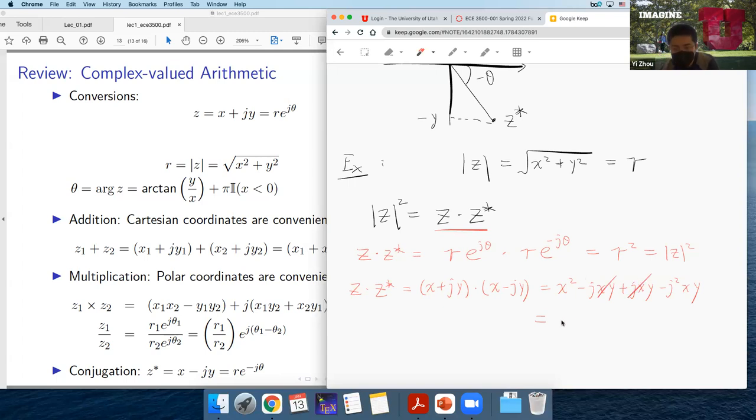So what we have is x squared. We have minus j squared xy. j squared, very special, negative one. Now j squared is negative one, minus j squared is plus one. So, okay, actually, there's a mistake. Should be y squared. It's negative j squared y squared. Negative j squared, very special, it's just one. So you have x squared plus y squared. That's what you get. So x squared plus y squared is exactly the square of this magnitude by this definition.